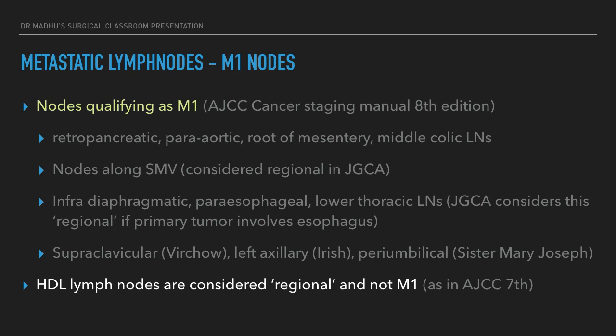Regional lymph nodes of the stomach are perigastric and extraperigastric nodes from station 1 to 12. If we have nodes that are non-regional, that are quite far away from the stomach, then these nodes are metastatic nodes or M1 nodes, according to the AJCC Cancer Staging Manual 8th edition. And these are retropancreatic nodes, para-aortic nodes, root of mesentery nodes, and middle colic lymph nodes. Nodes along the superior mesenteric vein are still considered metastatic according to the 8th edition of AJCC. However, the Japanese Gastric Cancer Association differs on this particular point, where they consider nodes along the SMV as regional nodes rather than metastatic M1 nodes.